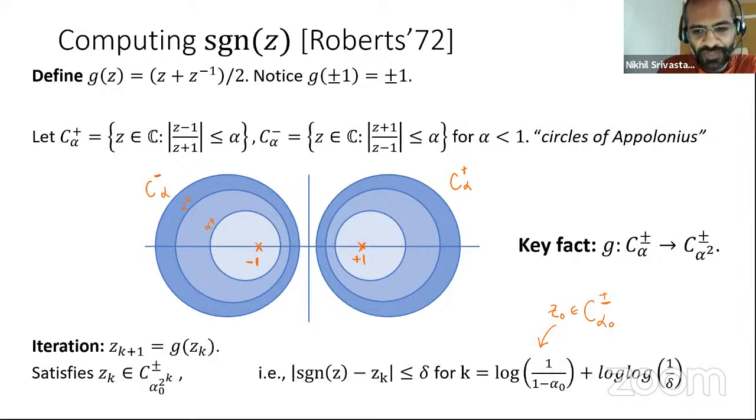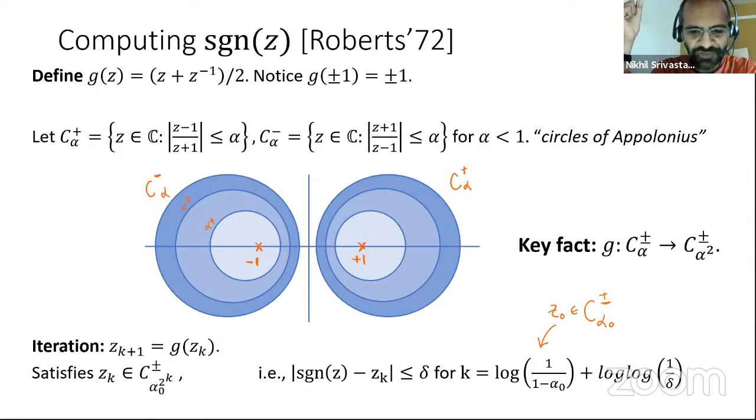You simply take your number z naught, let's call it, and you run the iteration z k plus 1 is g of z k. Every time you do this, you end up in a circle with parameter that's getting squared. So the kth iterate of this algorithm lies in the circle with parameter alpha naught to the 2 to the k, where alpha naught was whatever the original circle was. And so if you want a delta approximation of the sign function, you run this for log of 1 over 1 minus alpha naught plus log 1 over delta iterations, where alpha naught is the circle parameter of your initial point.